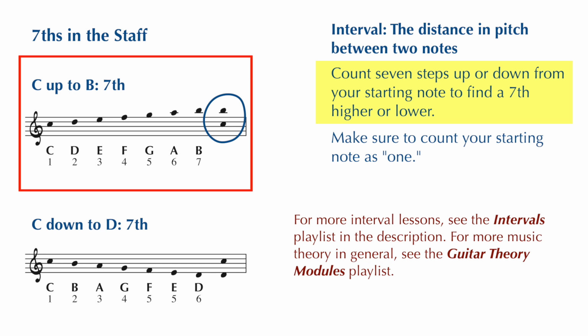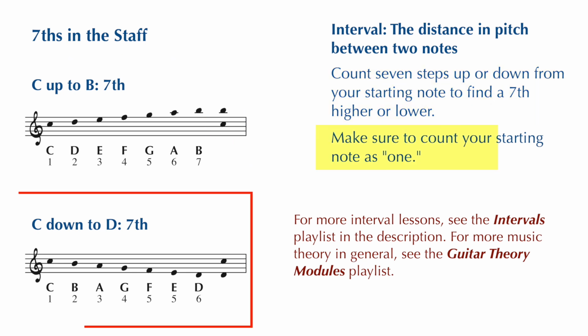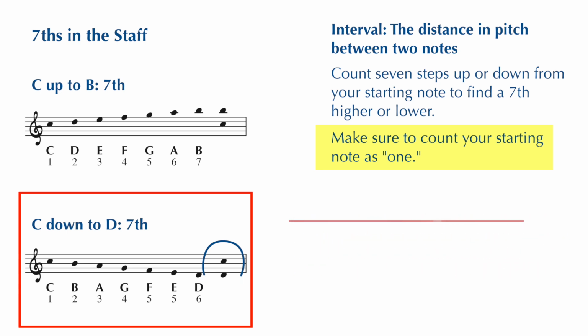C, D, E, F, G, A, B, 1, 2, 3, 4, 5, 6, 7. C and B are a seventh apart. And you can count down from the higher note. C, B, A, G, F, E, D, 1, 2, 3, 4, 5, 6, 7. D is a seventh lower than C.